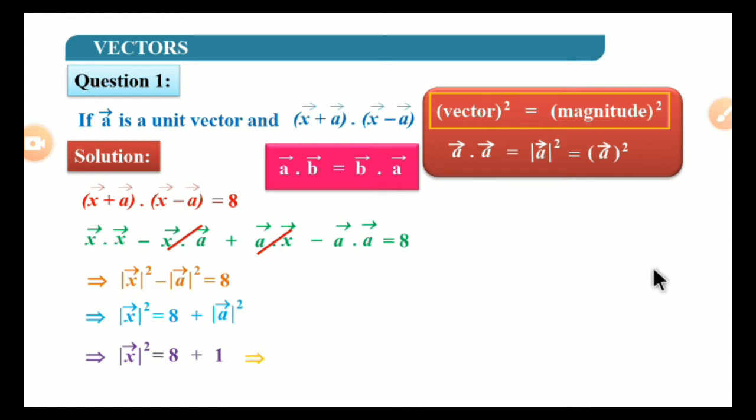Therefore the magnitude of x square is equal to 9. Then this implies the magnitude of x is equal to 3. Here we have to take the square root on both sides. Here we cannot take plus or minus because the magnitude is always positive, so we have to take only the positive number. So the magnitude of x is equal to 3. Here is the solution of the given question. So we'll go for the next problem.